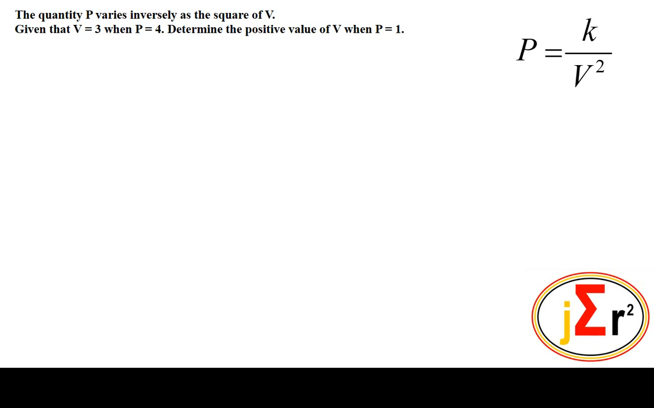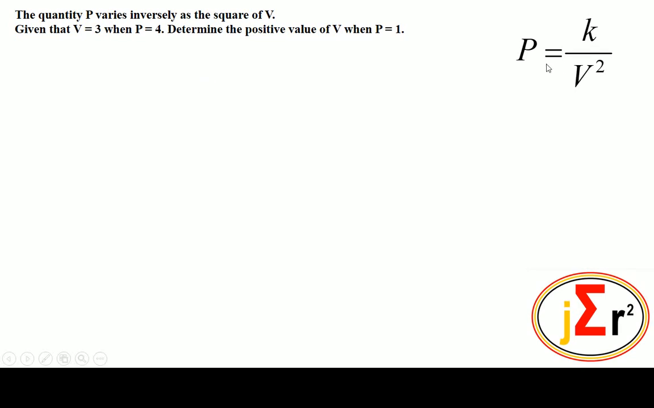The quantity P varies inversely as the square of V. V squared is in an inverse relationship with P. Because it is inversely related to P, then in any expression relating P to the square of V, it is going to be necessary to write the multiplicative inverse or the reciprocal of V squared.